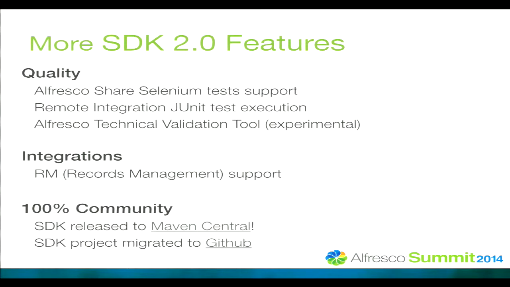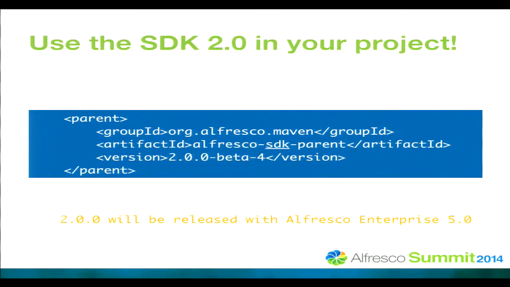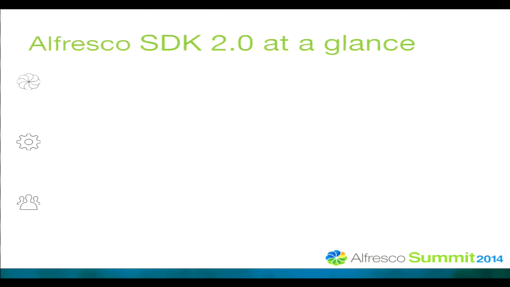I think this was a huge move, because we have really fostered collaboration and pull requests. Again, I suggest you take a look at it and fork us. As I said, we are not yet at the 2.0.0 final version. The latest release on Maven Central is 2.0.0 Beta 4. We are going to wait for Enterprise 5.0 to actually release the final version of the SDK.